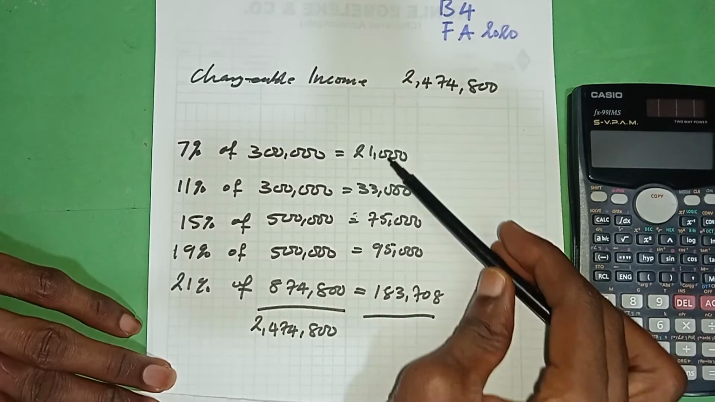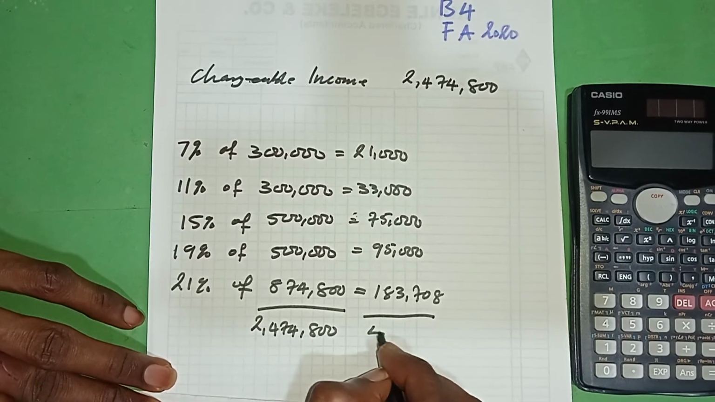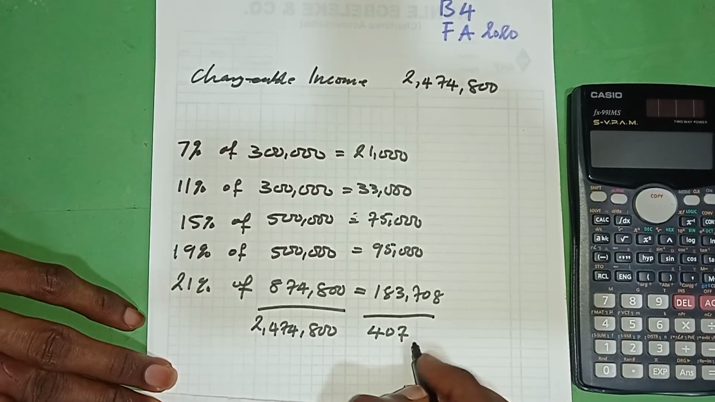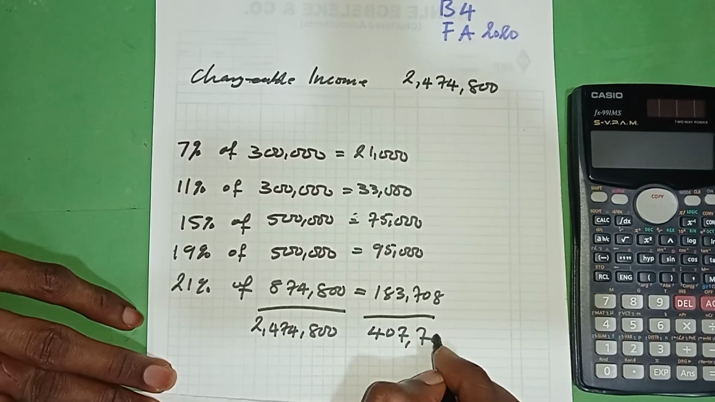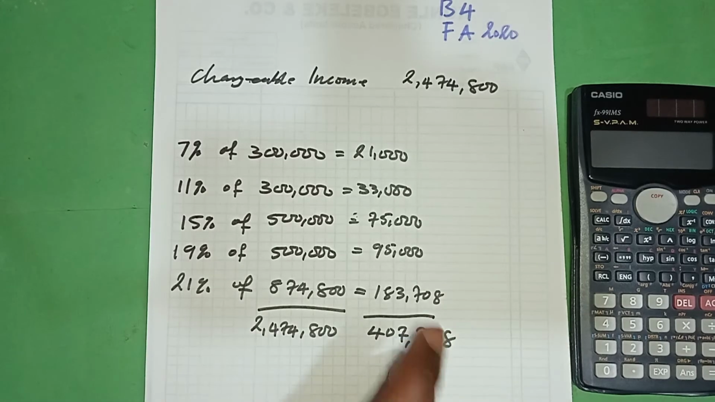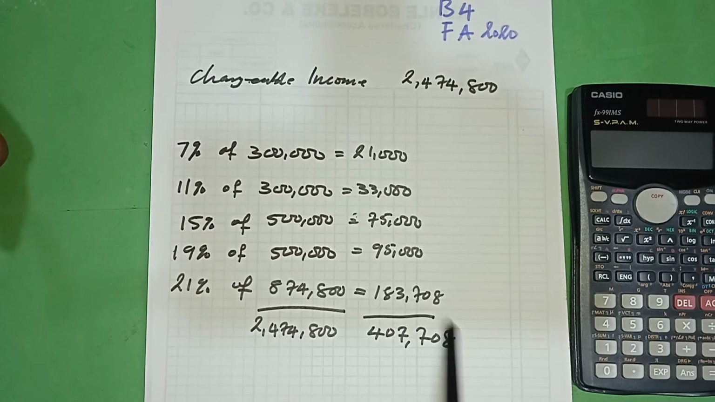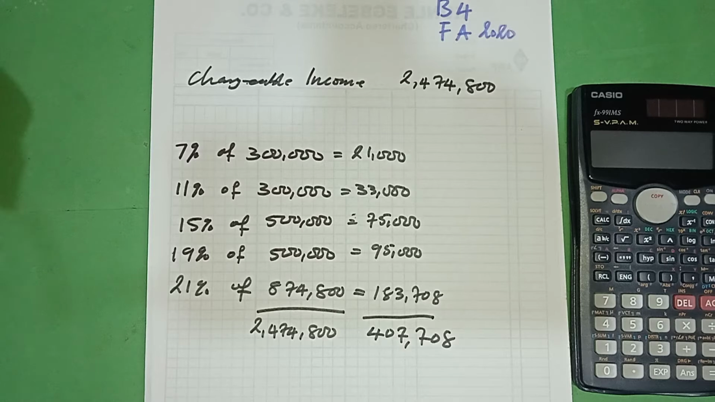When you add this, it's going to give you what? 407,08. Always confirm with your calculator. So this is the PAYE you are going to pay in a year. For the year, this is the amount of PAYE that will be remitted to the tax office, to the IRS. This is the amount that is going to be remitted.